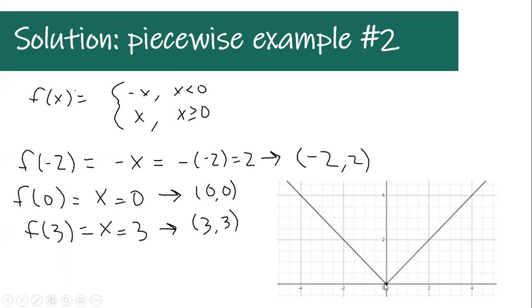So x is less than 0, we're going to have negative x is y, and x is greater than or equal to 0, y is simply equal to x. So this is the graph that we get. There's 2 linear functions. This one is negative 1 slope. This one's positive 1 slope. And they meet in the middle at the origin. Again, make sure you can work through these because you will see questions like this again.